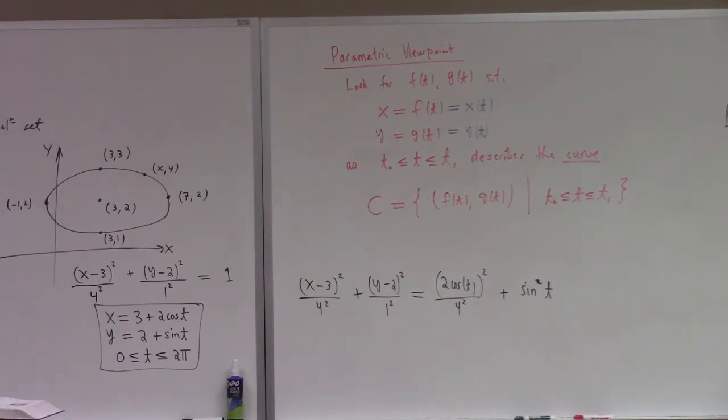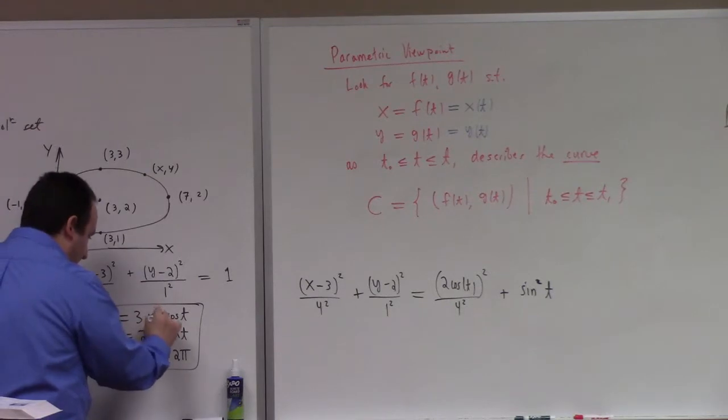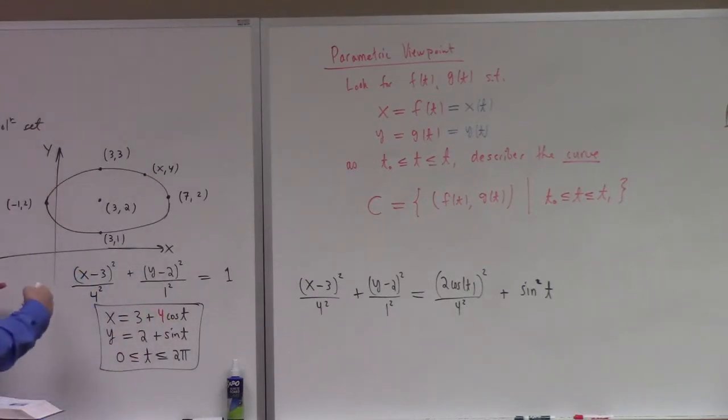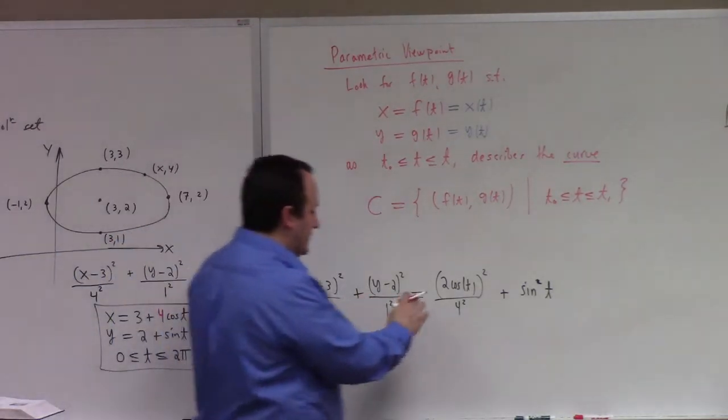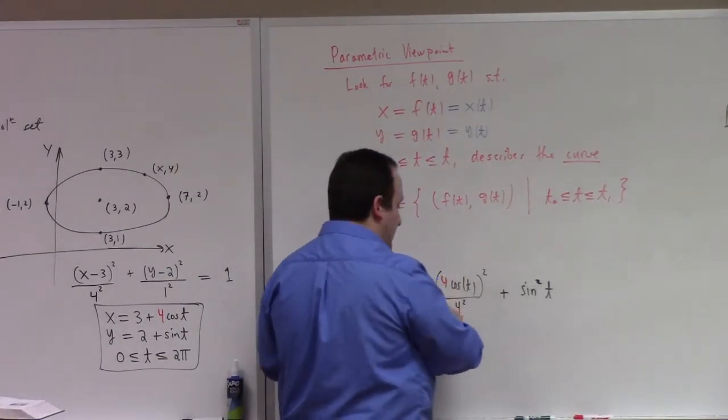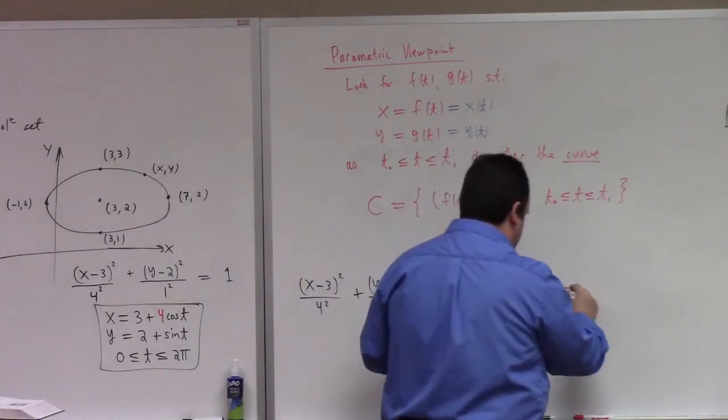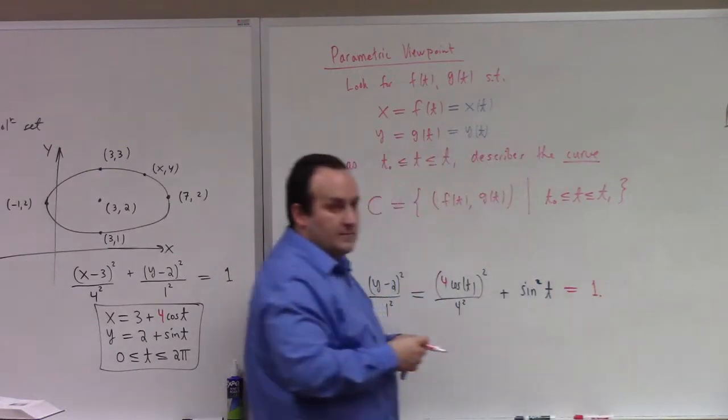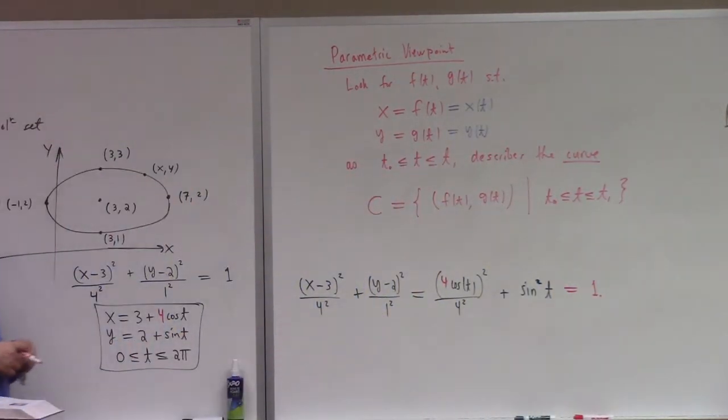Yes, precisely. We're supposed to change that 2 cosine t to a 4 cosine t. With that modification, when we plug it in, we get a 4 squared above and below. They cancel, and we get sine squared plus cosine squared is 1. So to parameterize an ellipse, we use sine and cosine appropriately shifted like this.